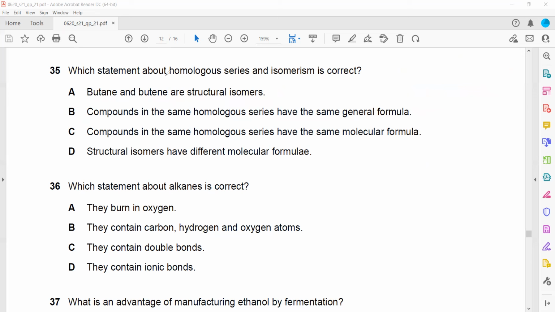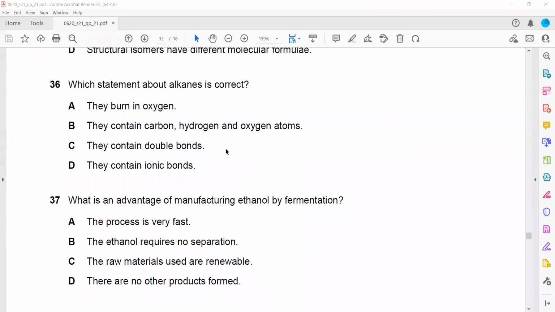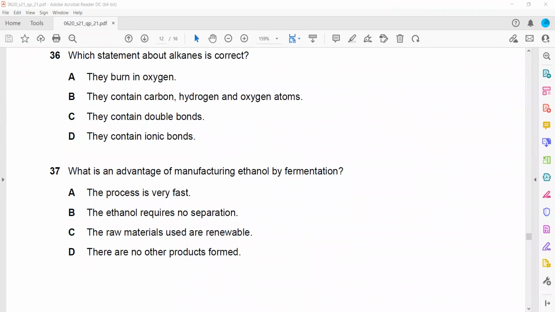Question 36. Which statement about alkanes is correct? They burn in oxygen. That's true, because whenever we have an alkane, complete combustion gives carbon dioxide and water, and incomplete combustion gives carbon monoxide and water, or unburned carbon, C, will be there.